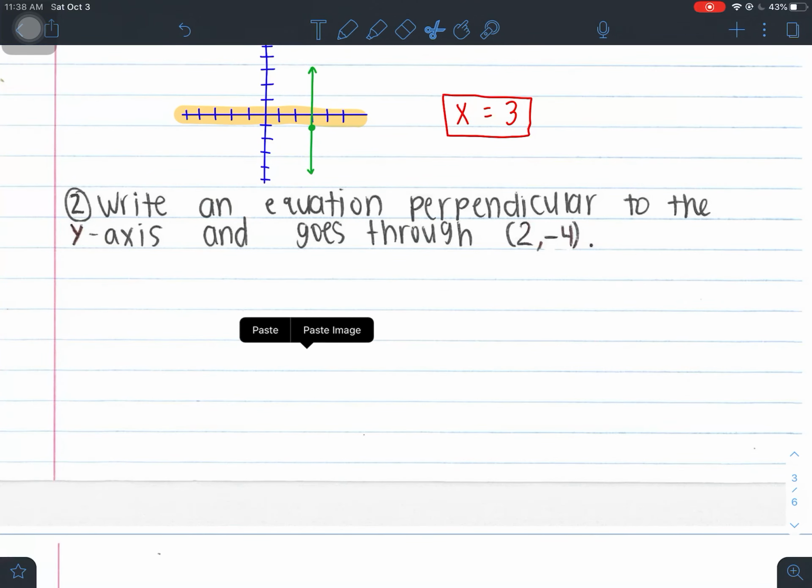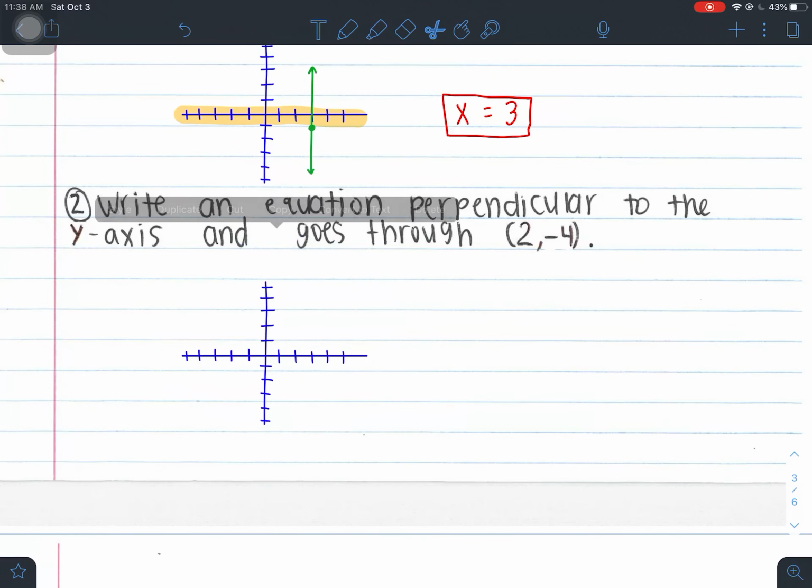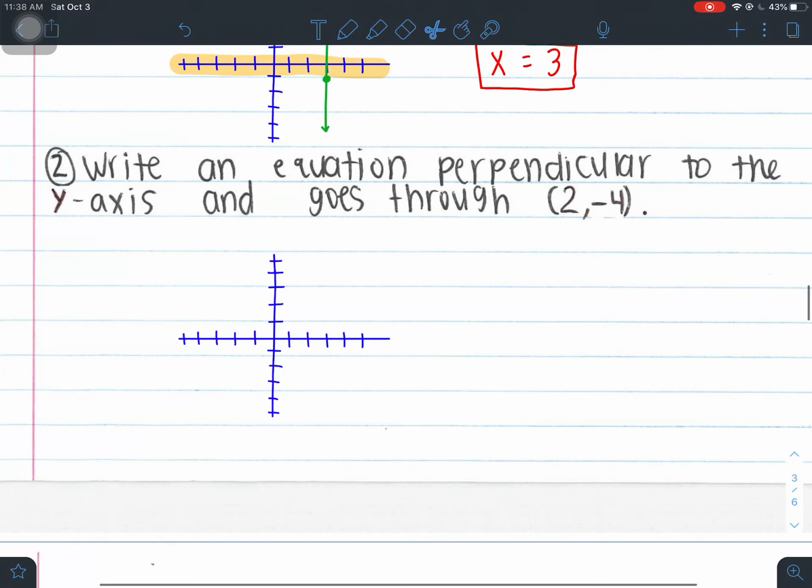All right, write an equation perpendicular to the y-axis, and it goes through (2, -4). Again, this is not a normal problem, so you're like, okay, if I'm not given a normal equation, let me draw a visual for myself to help visualize this a little bit better. Okay, you want to write an equation at the very end, so make sure that there is an equation that you wrote. And you want it to be perpendicular. Yesterday you had parallel. Parallel means I don't want the lines to touch. Now perpendicular means I do want them to cross, and I want it to cross the y-axis.